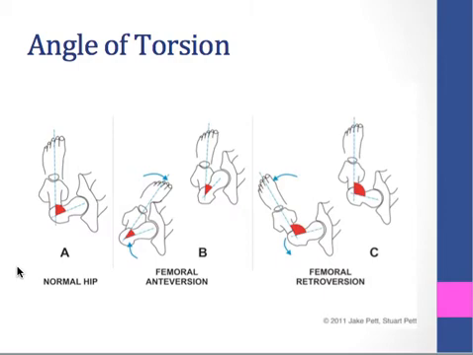Most of us are going to have slight toe-out, meaning that our toes aren't pointing straight forward. If our toes are pointing out, we're going to call that femoral retroversion, meaning that our angle of torsion is sitting a little bit more posterior. If we have a femoral anteversion, we're going to see some toe-in, so we're increasing that angle. We're going to dive a little bit deeper into that, and we're going to talk about coxa valga and coxa vara a little bit more as well.